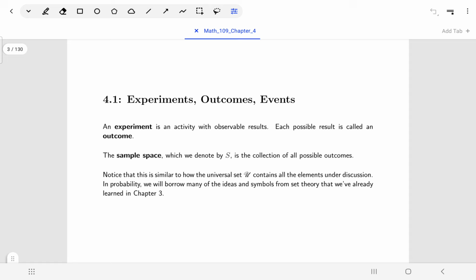Welcome back. In this chapter, we're going to be talking about probability, and before we can do any of that, we're going to need to start with a bunch of definitions. To begin with, we're going to be talking about experiments in this chapter.